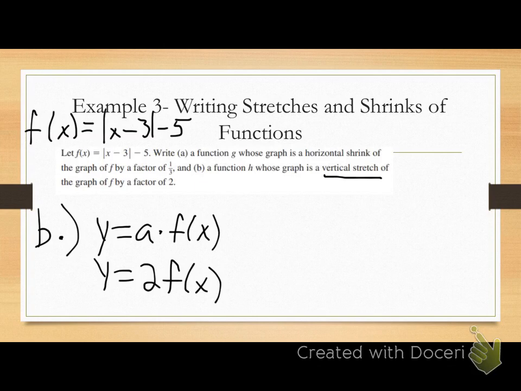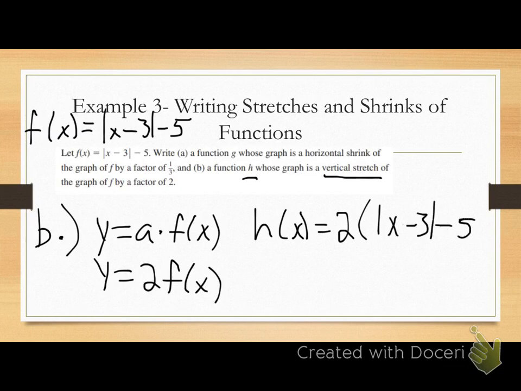What is my f of x? Absolute value of x minus 3 minus 5. Very good. What are we calling our new function? H of x. So h of x equals 2 times my f of x, which is absolute value of x minus 3 minus 5. Does everyone see that?